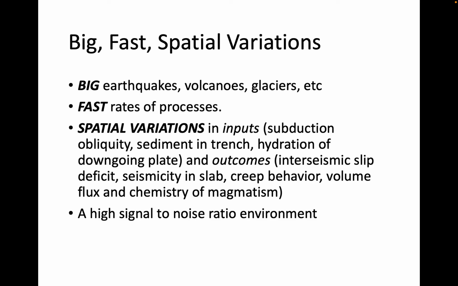Another key point is spatial variations. There are spatial variations in input, things like subduction obliquity, amount of sediment in the trench, hydration of the downgoing plate, and also in the outcomes, the way that the system behaves. So interseismic slip deficit varies tremendously along strike. Seismicity in the slab varies along strike. Creep behavior, volume flux, and chemistry of magmatism. All of those things vary significantly along strike, and in some cases, relatively abruptly.